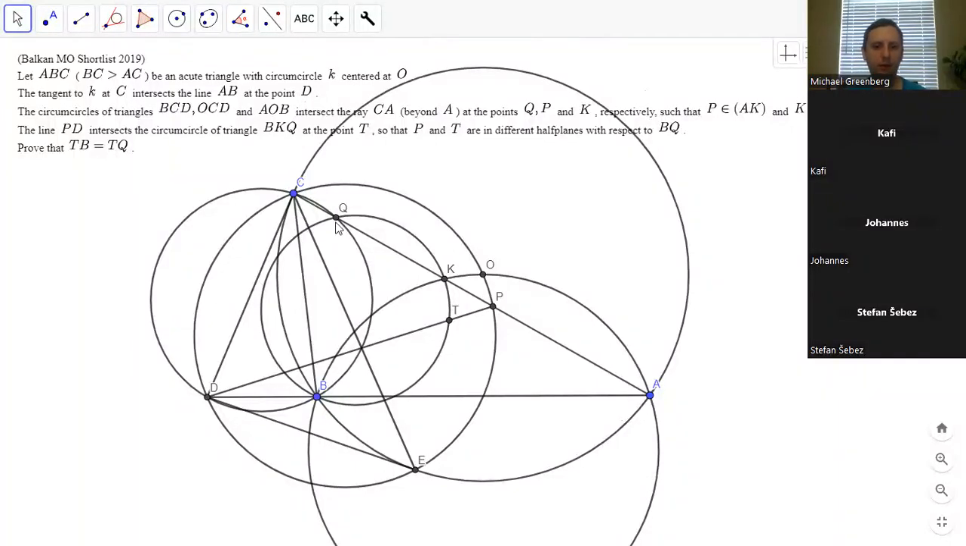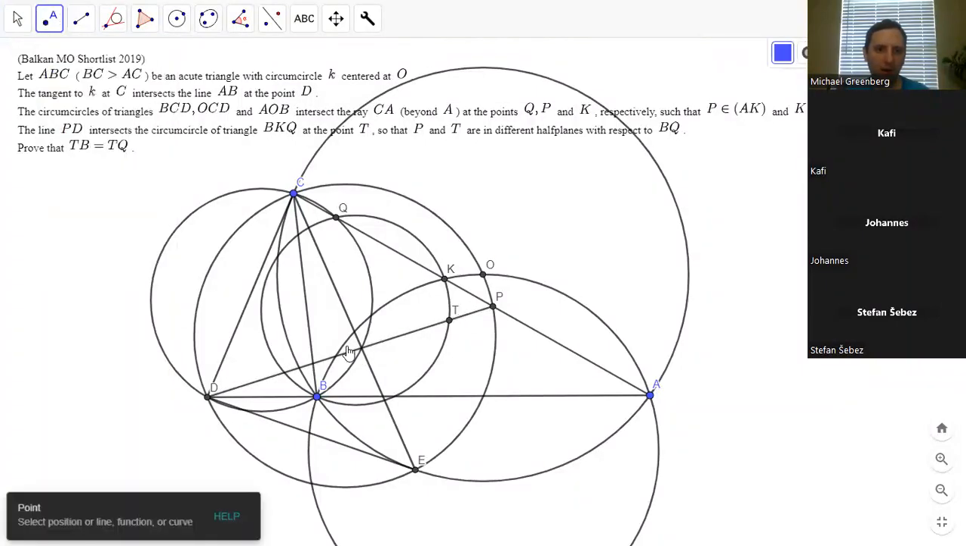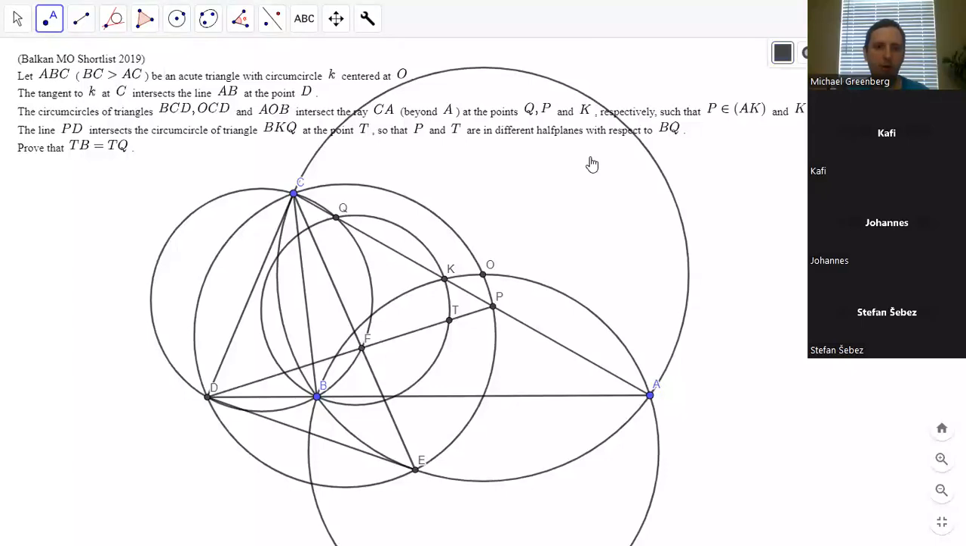So yeah, CE is a symmedian. So CD, CB, CE, CA is a harmonic bundle. It's like Pascal is rejoining. And if these concur, which we still have to prove, we could project that onto this circle. And so that means DBFQ is harmonic.